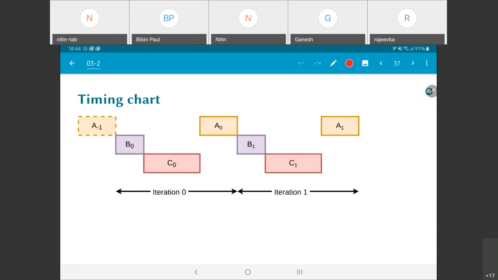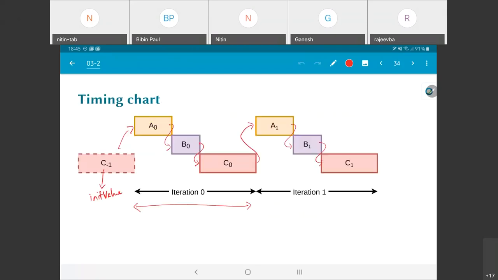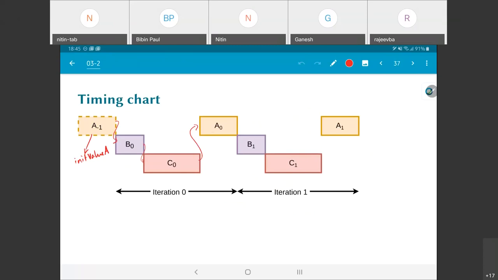Okay, why do I call it retiming? If you look at the timing chart once again, now you will notice that this is the init value A, right, which is used by now B0, C0, and then A0. So effectively, what I considered to be the A0, B0, C0 sequence that I had over here, the A0 has now gone to the last computation. The A0 has been shifted to the end of the computation. That is because it is what is computed in iteration 0.